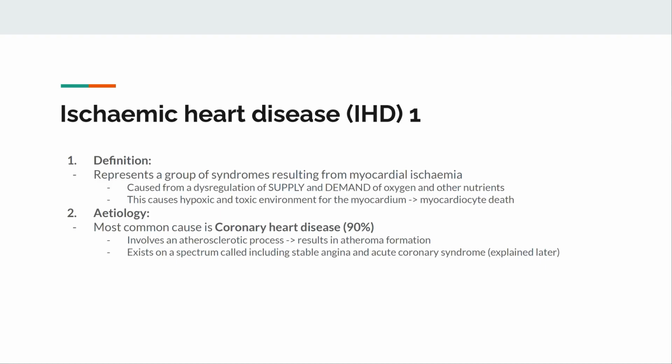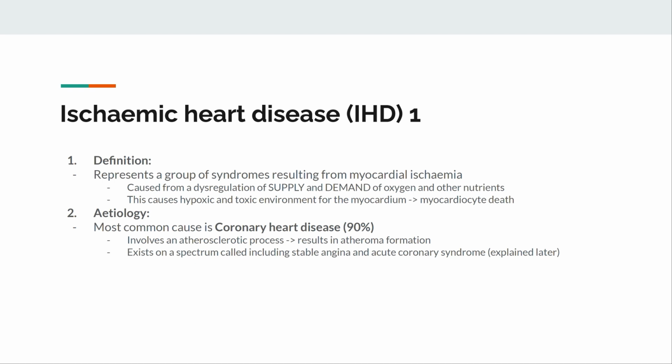So ischemic heart disease, essentially, it represents a group of syndromes resulting from myocardial infarction. And essentially the key here is that it's caused from a dysregulation of supply and demand of oxygen and other nutrients. So pretty much because either you have too much demand or not enough supply, you're creating a hypoxic and a really toxic environment for the myocardium.